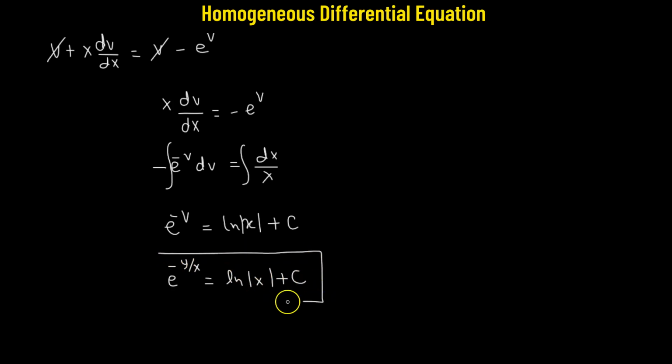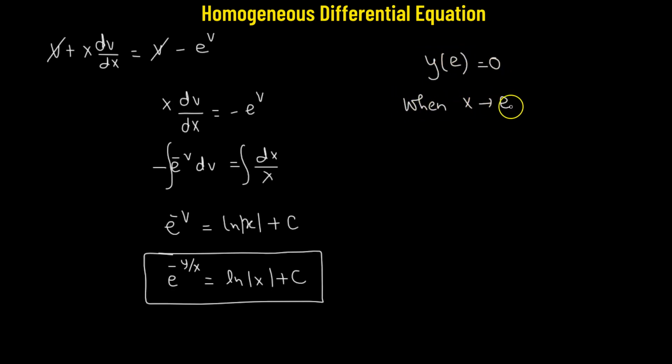So this is the general solution to our given differential equation, but since it's an initial value problem, we will make use of the initial condition y(e) = 0, which means that when x approaches e, then y approaches 0. So let's substitute this value into our general solution. We have e raised to the power of 0/e equals log of e plus c.